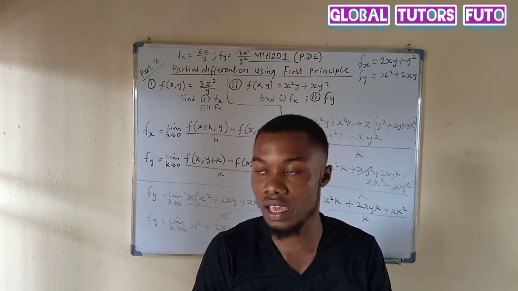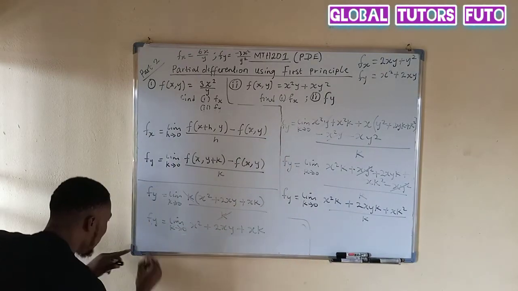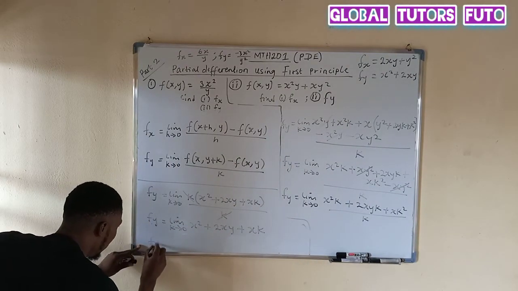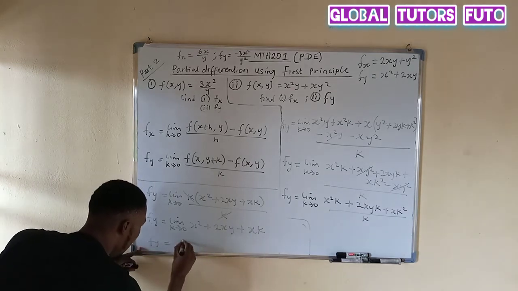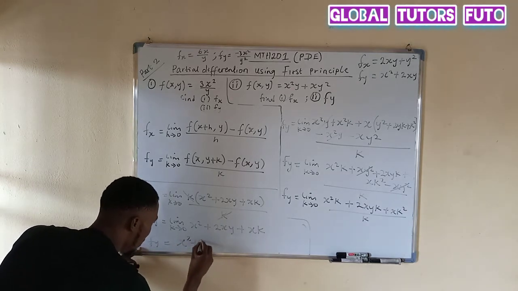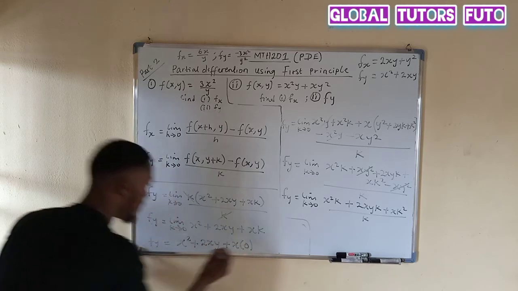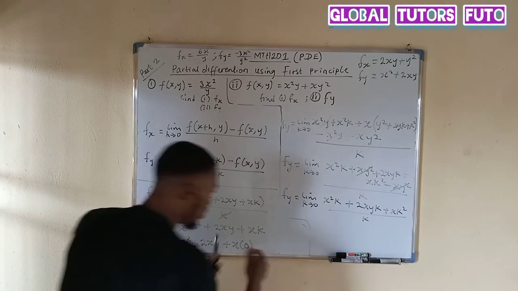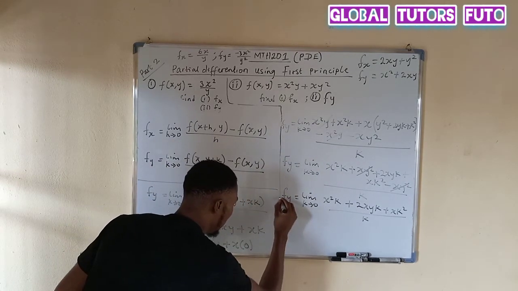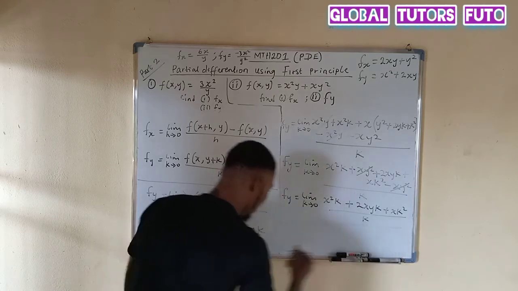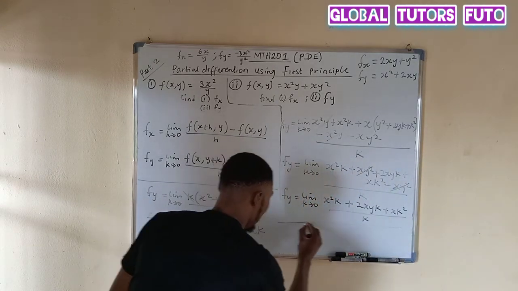So at this point now we're taking limit as k goes to 0. So any place we see k, we replace it with a 0. So let's see what happens. Okay. So our f of y will be equal to x squared plus 2xy plus x times 0. So what are we going to obtain? So here we are going to have that, so let me finish it here. There is no space. Let's finish it here.